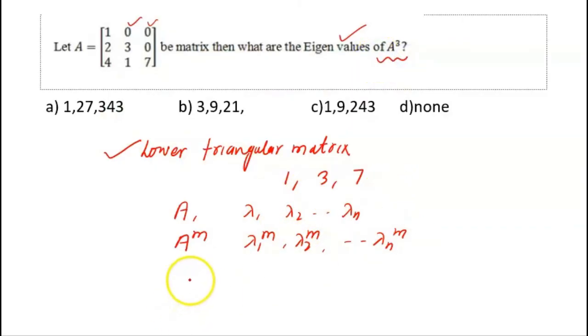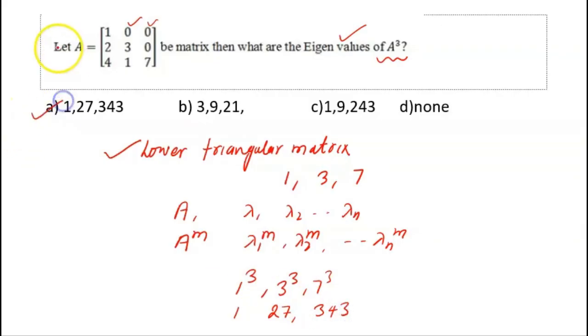Here they are asking me the eigenvalues of A to the power 3. So what will be the eigenvalues of A to the power 3? It will be 1 to the power 3, 3 to the power 3, 7 to the power 3. So that will be basically 1, 27 and 343. So the correct answer is A. Good question. It is usually asked in the examination.